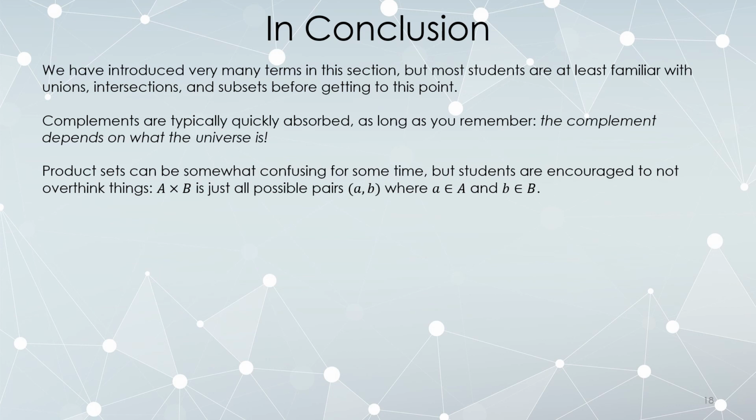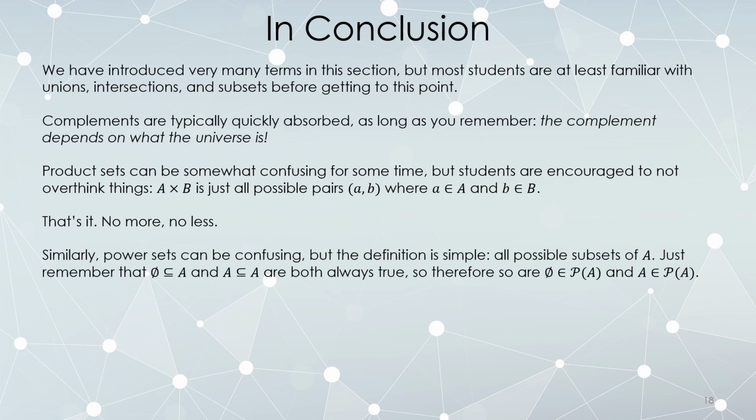It's just all possible ordered pairs. What's the product set? All possible ordered pairs. That's it. That's all that goes into the product set. All possible ordered pairs where the left element is from the left set and the right element is from the right set. Similarly, power sets can be a bit confusing, but the definition is pretty straightforward. All possible subsets of A. The power set of A is all possible subsets of A. The empty set is always a subset of A, and A is always a subset of itself because they're equal, so I can make this containment in either order. So both of these are always true. Therefore, the empty set always belongs in the power set of A, and the set itself always belongs in the power set of A.